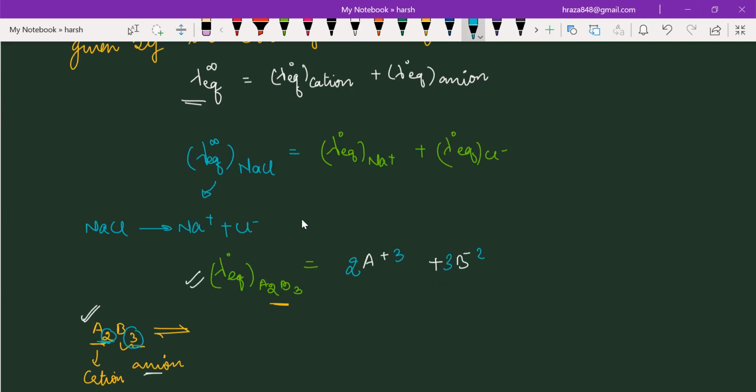So this is how we are going to do it. So what will be the value of this? This was basically 2A plus 3 plus 3B minus 2. So what will be the value? Lambda equivalent, and this will be basically A plus 3, and then lambda equivalent B minus 2. Yes, sir.